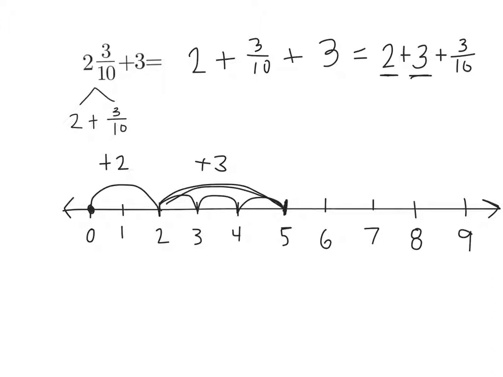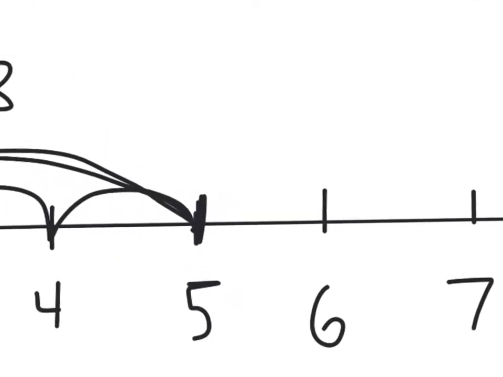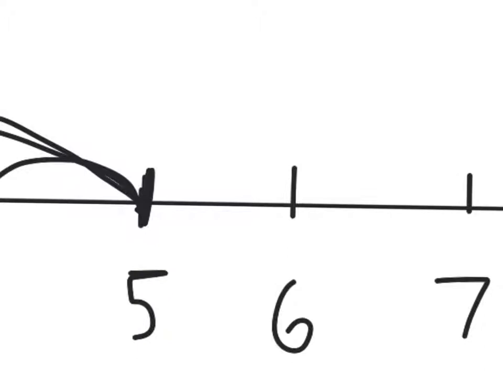5. 5. Very good. Can we do that in our head too? 2 plus 3 is 5? No. Now I have to add 3/10. That means this whole number between 5 and 6, if I were to zoom in, I have to split it into how many equal sections? 10. Okay, so 1, 2, 3, 4, 5, 6, 7, 8, 9, and there's my 10th one.